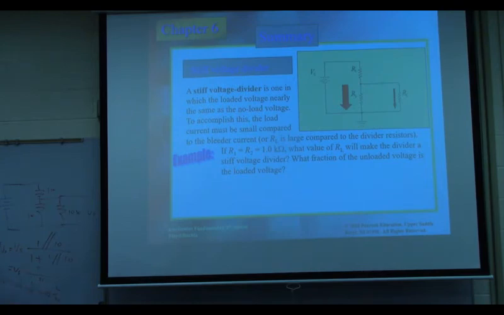So now, what fraction? We want to know the fraction. Which one is bigger? You can see this one is bigger, right? This one is smaller. We want to know what fraction of this is this one. That is what we want, right? What fraction of this is this one? So we are going to use this one divided by this.